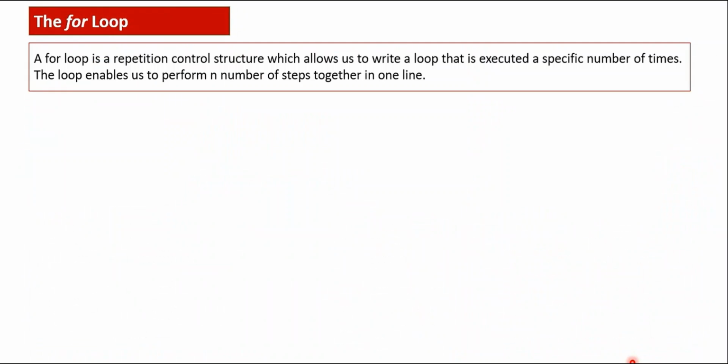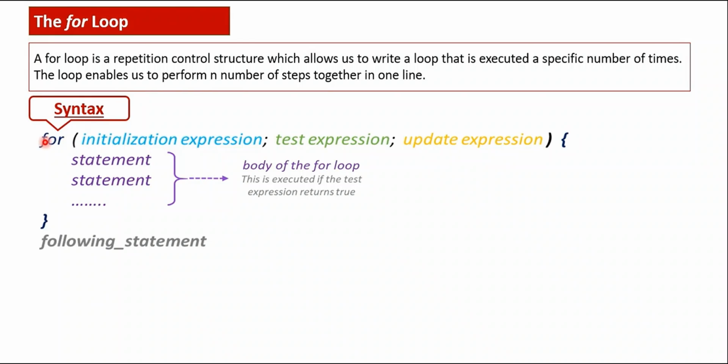A for loop is a repetition control structure which allows us to write a loop that is executed a specific number of times. The loop enables us to perform n number of steps together in one line. Here's the syntax for the loop. That means the keyword for is used, and within brackets there are the initialization expression, test expression, update expression, and after the curly brackets the statements that will be the body of the for loop, which will be executed depending upon this test expression.